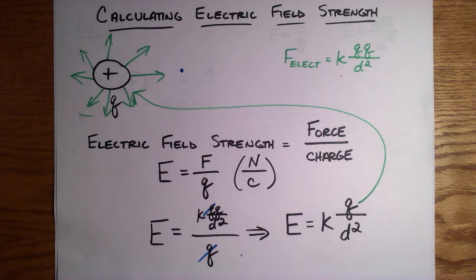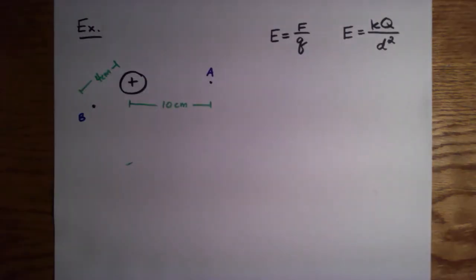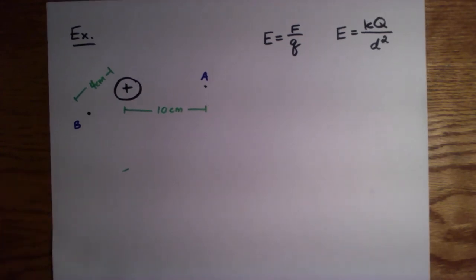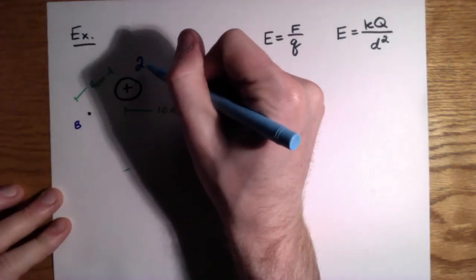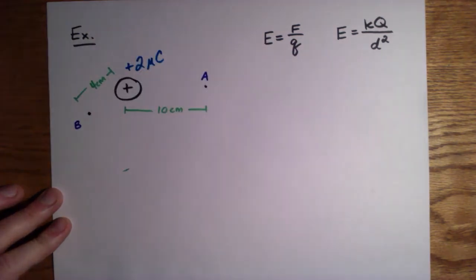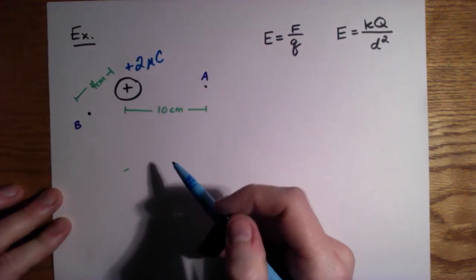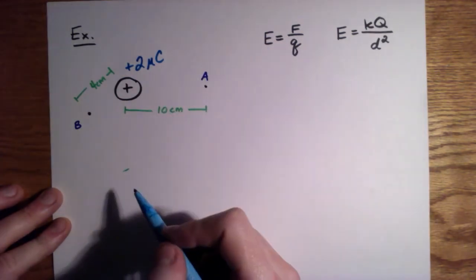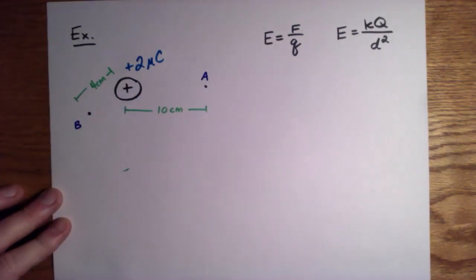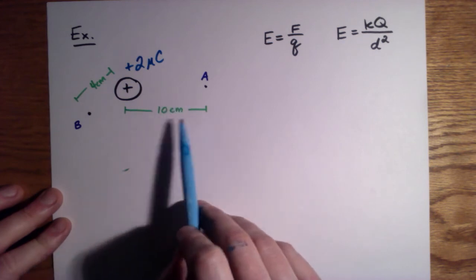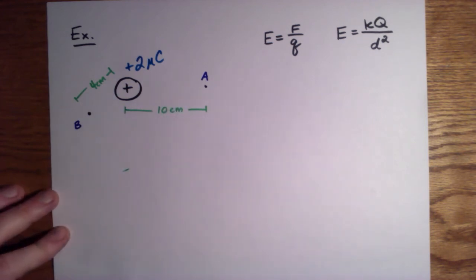You'll have some examples to go over with this, but just to show you a quick one. Let's say here I have a positive 2 microcoulomb charge. These are not charges, these are just points in space. I'd like to know what is the electric field strength at A, what is the electric field strength at B, if A is 10 centimeters away and B is 4 centimeters.